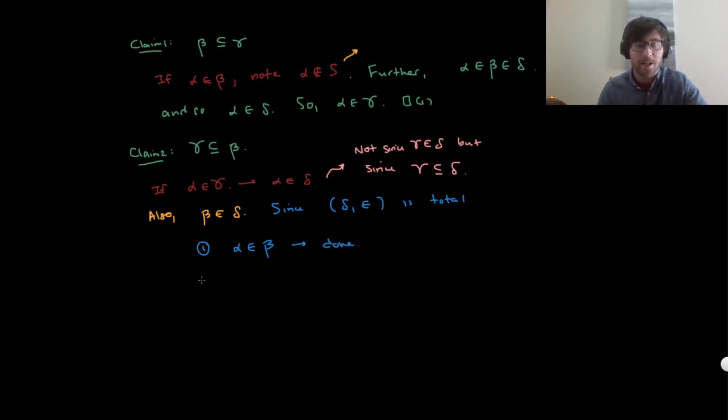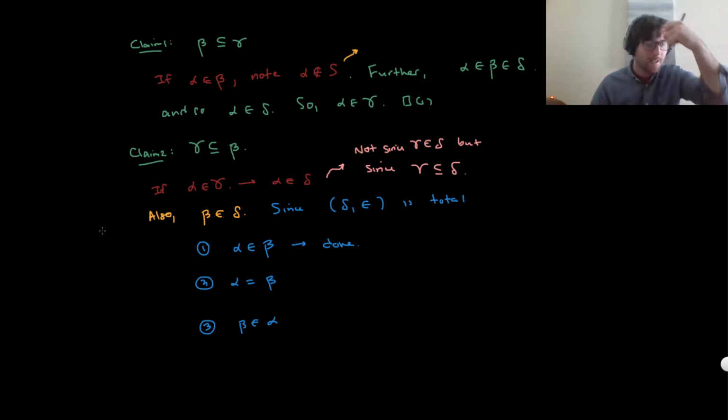And we're going to argue now that the other two cases are impossible. The other case would be alpha is equal to beta. And the third case would be that beta is an element of alpha. Why is it the case that alpha can't be equal to beta? Well, if it was equal to beta, what do we know about beta? Beta is in S. So that would imply that alpha is in S.